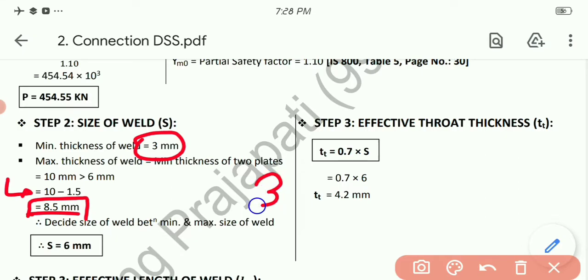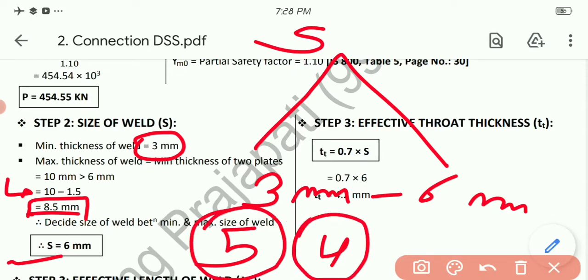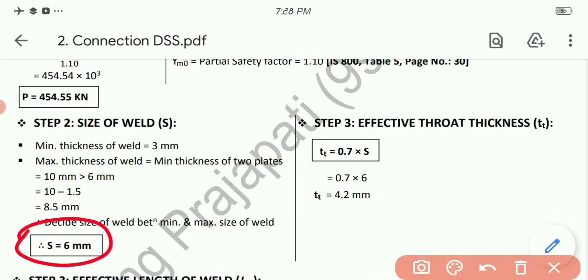But we know that theoretical criteria of the welded connection says that always decide the size of weld between this range, 3 to 6 mm. So I have assumed the size of weld as 6 mm. You can assume 5 mm or you can assume 4 mm also, that is completely up to you. Normally don't assume the minimum thickness, you can take 5 or 4, I have taken 6.